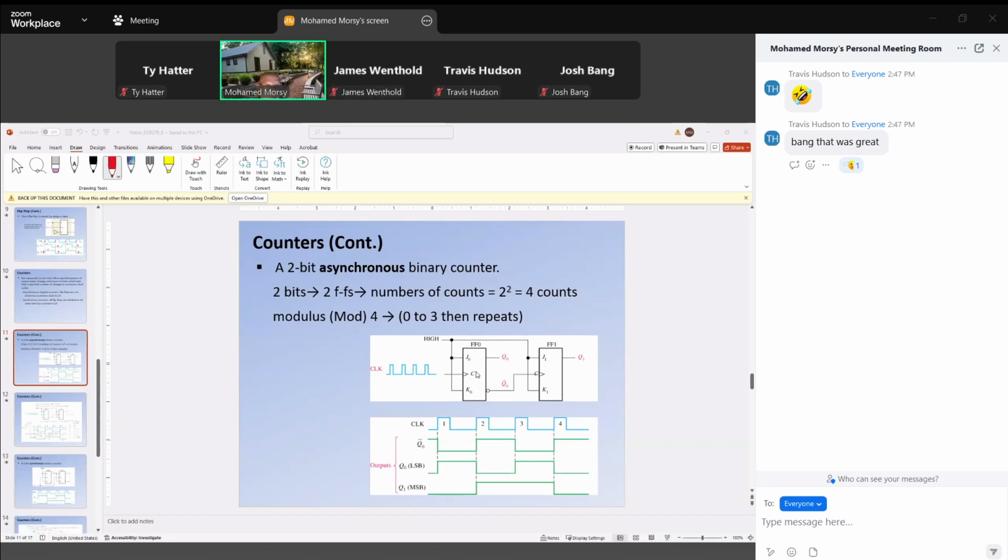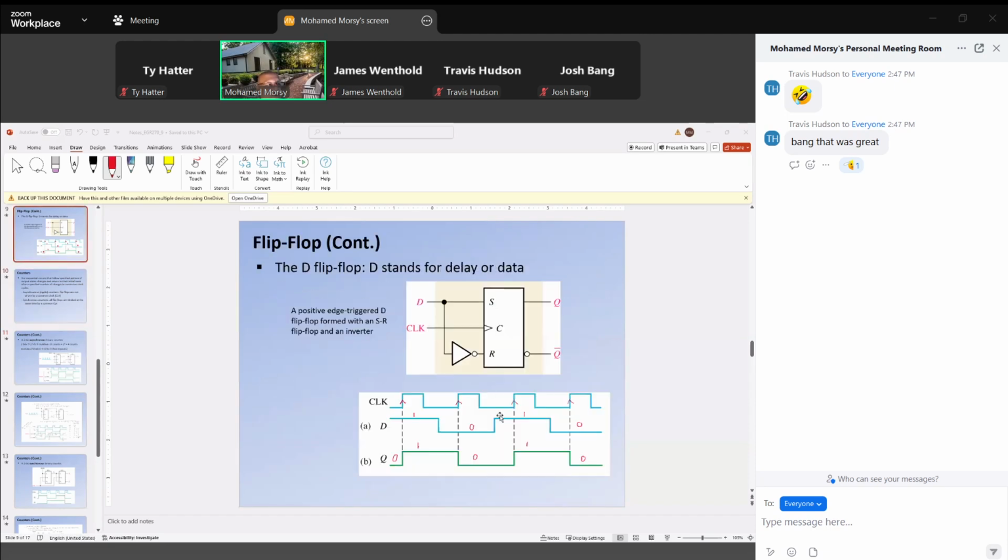We mentioned T flip-flop and D flip-flop. It's based on the JK flip-flop, but look at the modification at the input. Both J and K are connected to high, so this is a T flip-flop, which means the output always toggles. For the T flip-flop, the output always toggles. With each edge, the output is inverted.